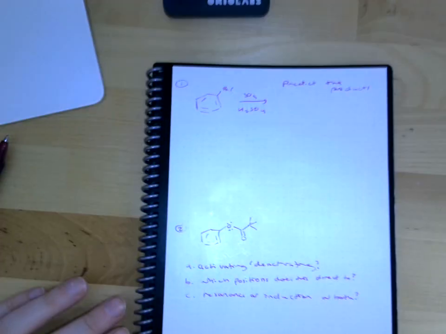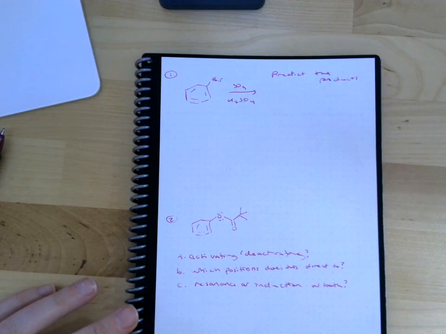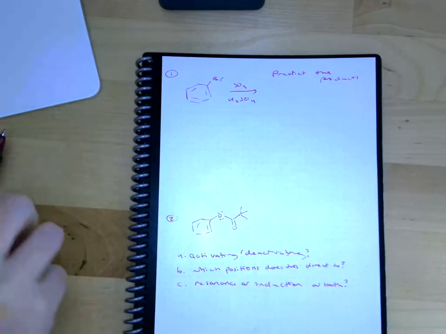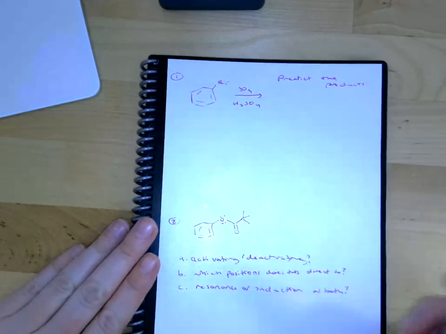Okay, so this next key that I'm going to do is for quiz 4. This is still on electrophilic aromatic substitutions, just a little bit more in depth. So the first question is predict all the products of this reaction. So bromine with SO3 and H2SO4.